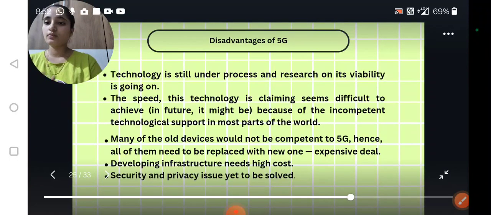Disadvantages of the 5G: technology is still under the process and research on its viability is going on. The speed this technology is claiming seems difficult to achieve. In future it may be because of the incompetent technological support in most parts of the world. Many of the old devices would not be compatible with 5G. Hence, all of them need to be replaced with new ones, an expensive deal. Developing infrastructure needs high cost. Security and privacy issues are yet to be solved.